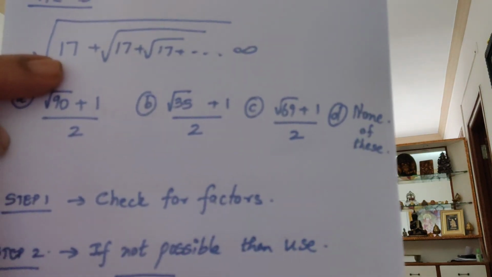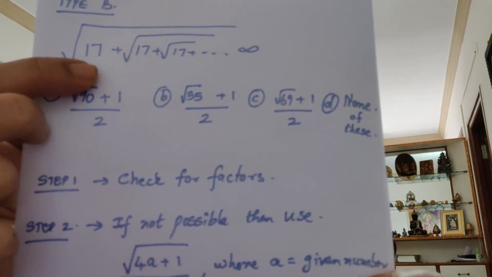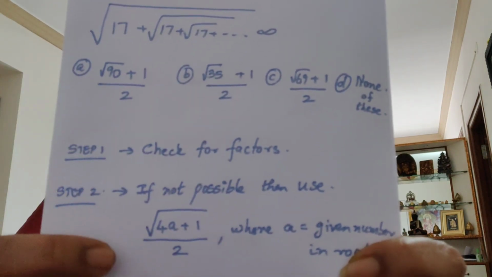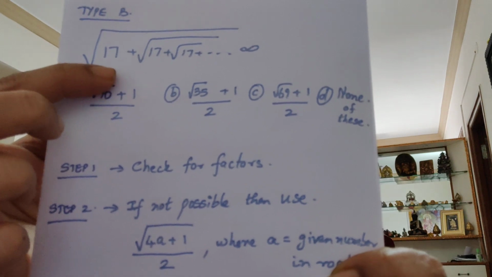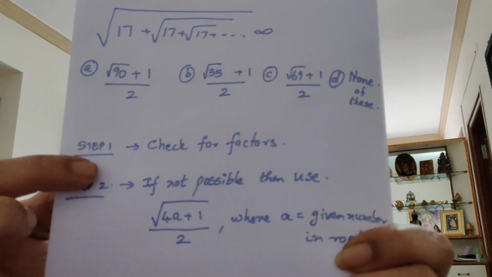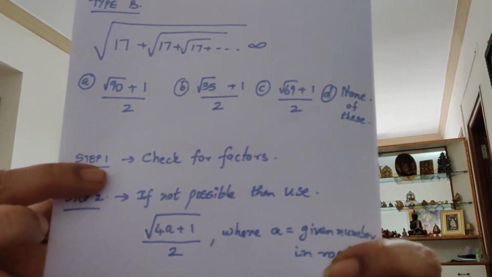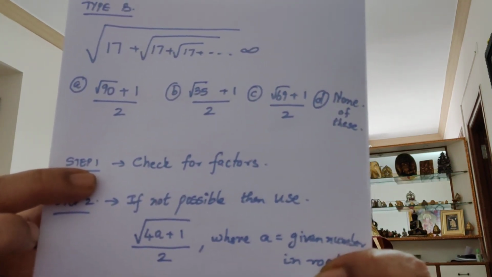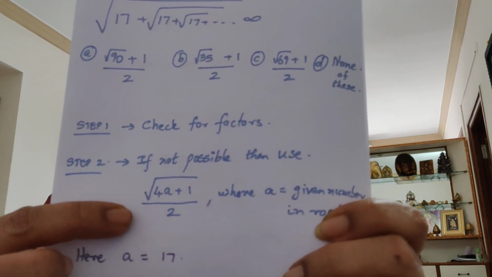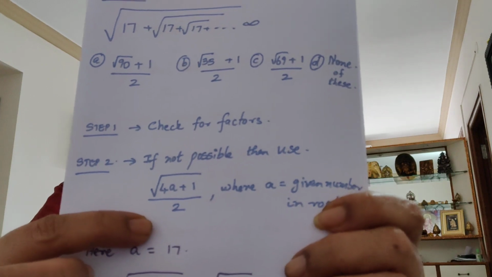So, here we have root of 17. Here in our case, A is 17. Why did we go to that particular formula? Because we saw that the factors of 17 are nothing but only 1 and 17. It's a prime number. Since we do not have factors which come under type A, which we just now discussed, we will use this formula, which is square root of 4A plus 1, divided by 2.